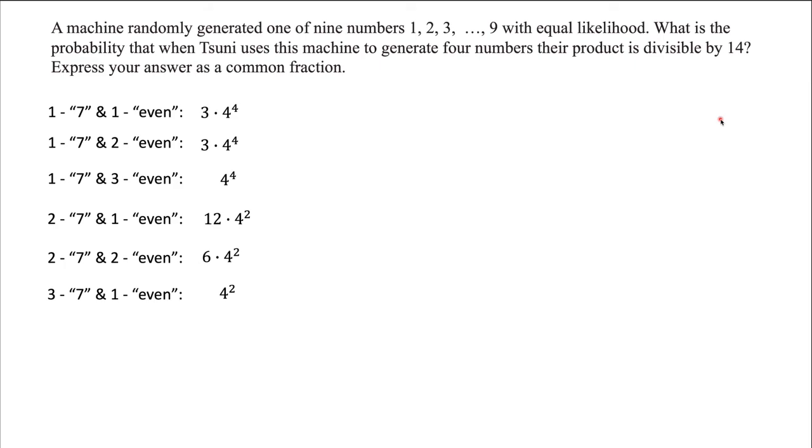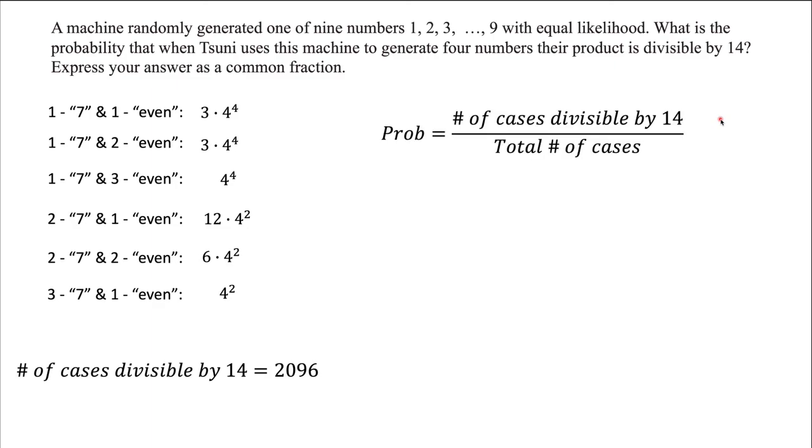So all we need to do now is add all these numbers, and that can be done quite easily. And the final answer is that the number of cases divisible by 14 is 2096. Now remember that the probability we are interested in is the number of cases where the product of 4 numbers is divisible by 14, which is 2096, divided by the total number of cases, which is 9 to the power of 4. So the final answer is 2096 divided by 6561.